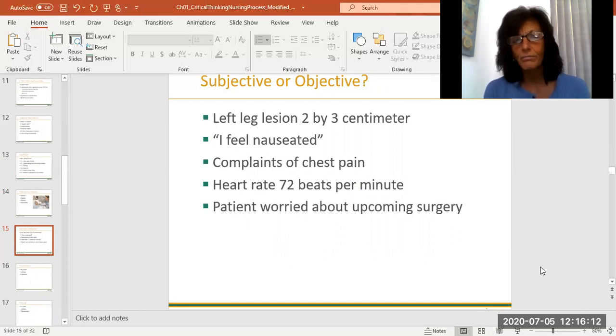How about patient stating, I feel nauseated? Subjective or objective? Subjective, because you have to take their word for it. How about patient complaints of chest pain? Subjective. How about heart rate, 72 beats per minute? Objective, right? That's something you can measure. How about patient worried about upcoming surgery? Subjective. You have to take their word for it. They're telling you that they're worried, so you have to believe them, right?